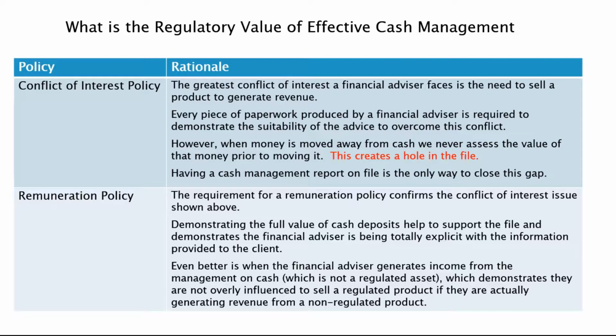It ranges from incentives provided by investment houses and life offices, but the main one is the conflict of interest that we have with our clients when we have to provide advice and sell a regulated product to enable us to get paid. And every piece of paperwork that we produce as a financial advisor for a client file is there to demonstrate the suitability of the advice and to overcome this and other conflicts. And it's only when the piece of advice is challenged that all of the paperwork and all of the governance is called into question.